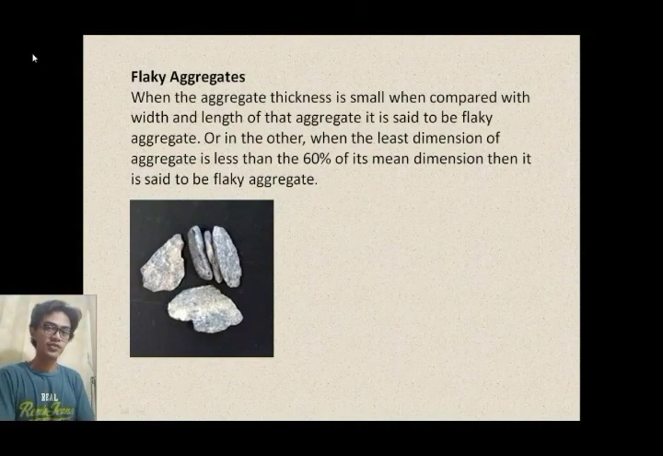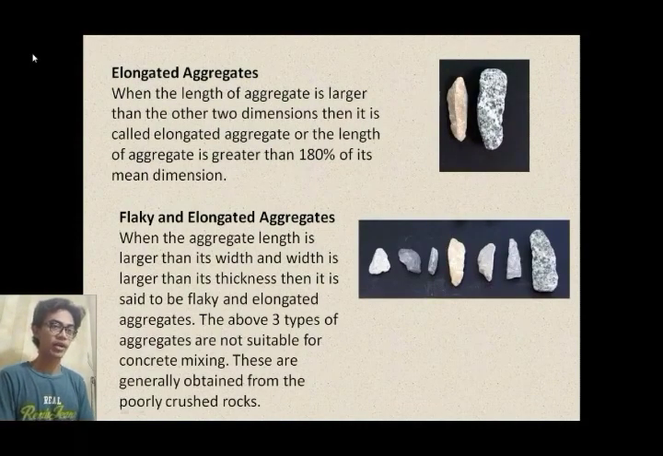So the next one is the elongate aggregates. The elongate aggregates, the length is almost twice the average dimension of the aggregates. Well, the fifth one, the flaky and elongate aggregates. So the flaky and elongate aggregates are really bad, I think, because they are so long, but really thin, so you can actually crush it down. Bam. So these aggregates are obtained from poorly crushed rocks.